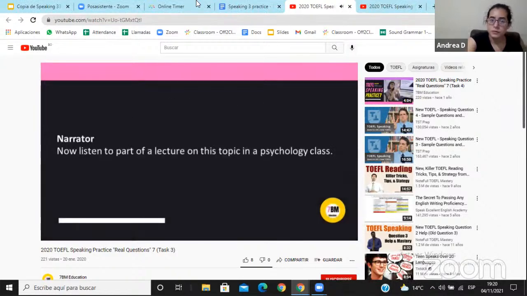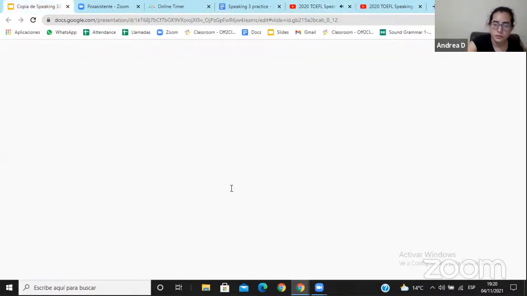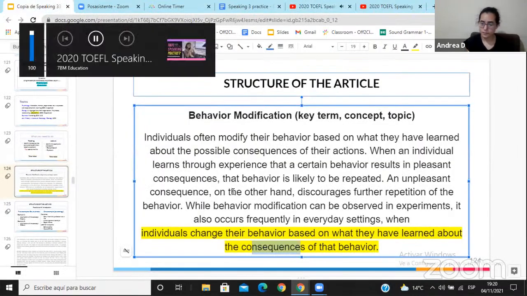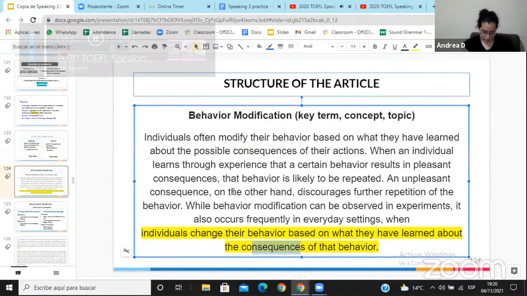Now listen to part of a lecture on the topic in a psychology class. This happens all the time with kids in schools. Girl who's just starting school. Well, they're not really used to the rules about proper behavior for a classroom. So at the beginning, I don't know, interrupt the teacher, walk around the classroom when they're supposed to be sitting down. You know, just misbehave in general.